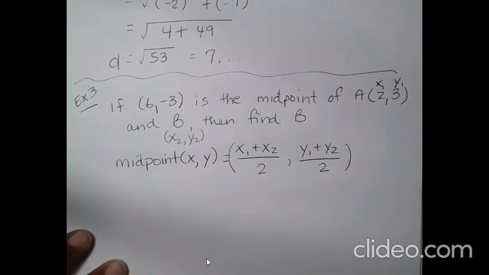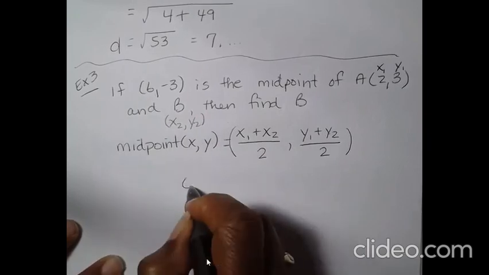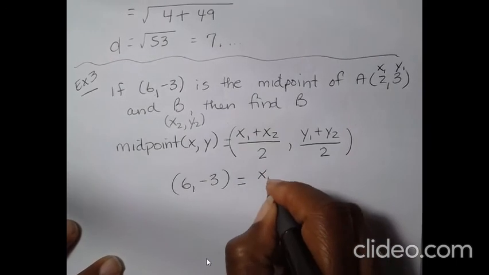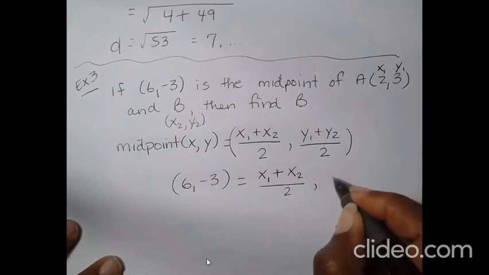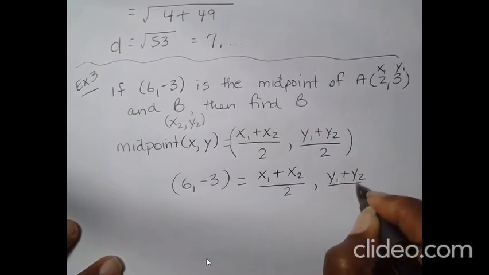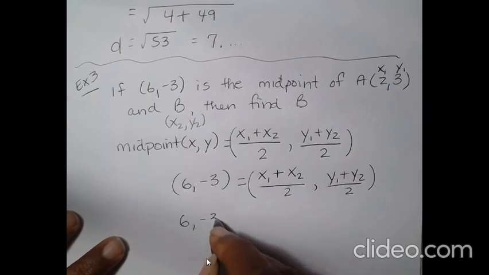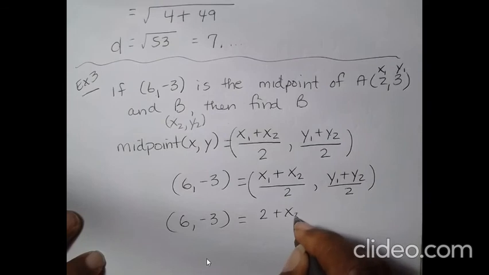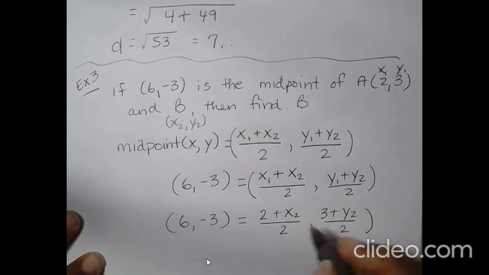Okay, so let's fill in what we do know. We know that the midpoint is (6, -3). So let's put here (6, -3) equals (x1 + x2)/2 and (y1 + y2)/2. Let's fill in what we know on the right side: (6, -3) equals, our x1 is 2, so (2 + x2)/2, and (3 + y2)/2.